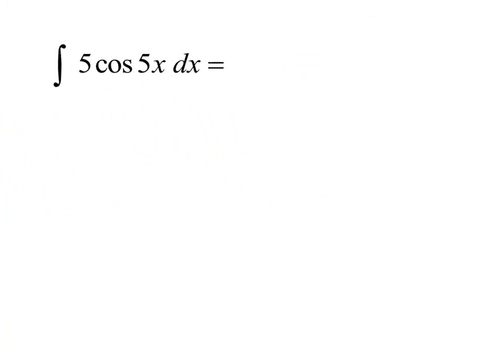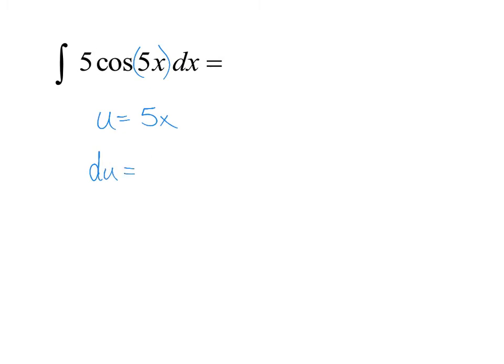Let's try another one. Okay? What is u in this case? 5x. We'll just do the 5x. That is inside the cosine. And then what is the du then? 5 dx. Alright, so the du is right here. I'm replacing that. Okay? And I'm taking the integral of the cosine of the u. The u is the 5x.